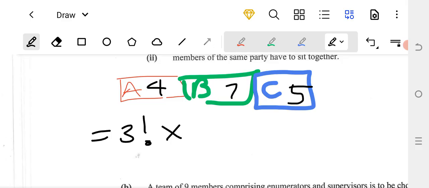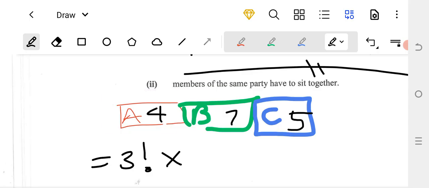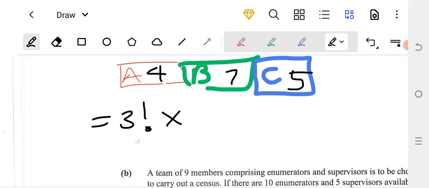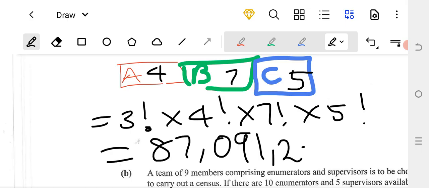You multiply by the arrangements within the same blocks, within this block, within that block, and within that block. They can actually interchange. So it's going to be 3 factorial multiplied by 4 factorial multiplied by 7 factorial multiplied by 5 factorial. This is going to give you 87,091,200 ways.